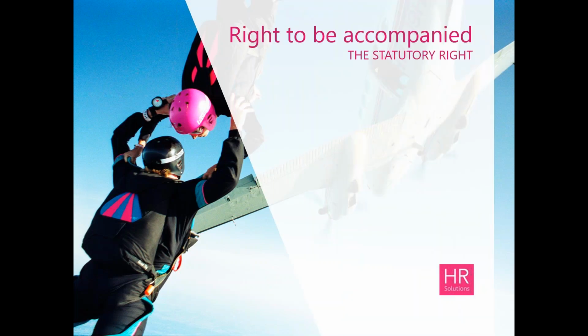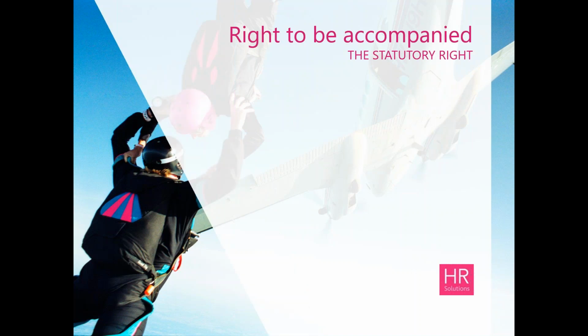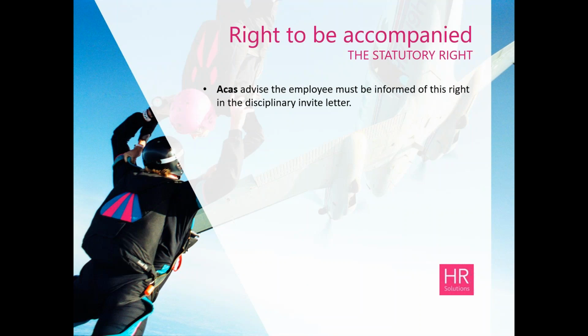So let's review this. It is the statutory right we're talking about here, and they have the right to be accompanied at a disciplinary hearing, so not the investigation, just the disciplinary hearing. And they only legally have to be accompanied by a fellow colleague or a trade union rep or official under this statutory right of accompaniment. Now, ACAS creep up again here. Although it's not a legal requirement, so it's not written into law, the ACAS code does state that employees should be advised of their right to be accompanied at a hearing in the disciplinary invite letter. It's considered to be reasonable. It allows time for arrangements to be made ahead of the meeting. And as I've said, failure to do that could potentially result in a 25% uplift to any award from a tribunal.